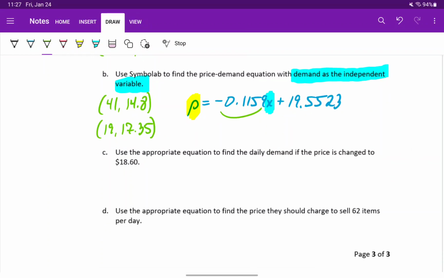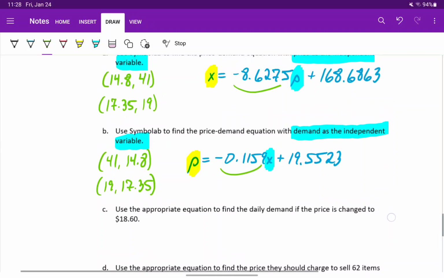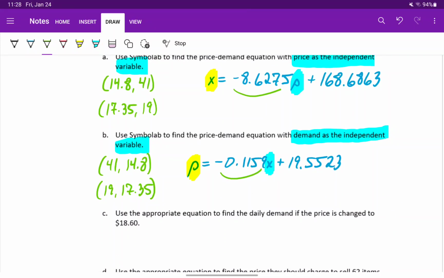And then in part C and D, we want to evaluate these formulas for specific values. In part C, we want to use the appropriate equation to find the daily demand if the price changes to $18.60. Here we just need to think about which equation makes more sense to use. In this case, we'll take our equation from part A, because that's set up to let us plug in a value for P, $18.60, and generate that corresponding X value.